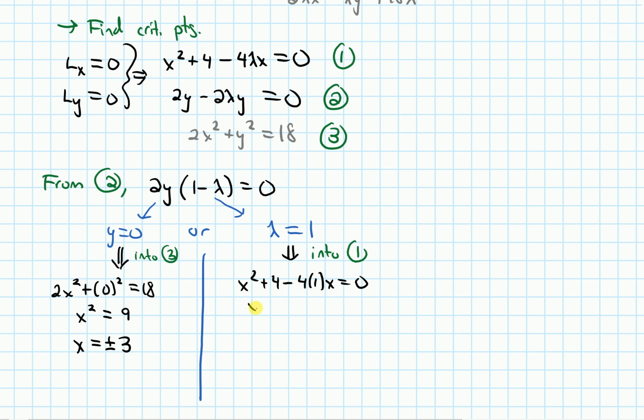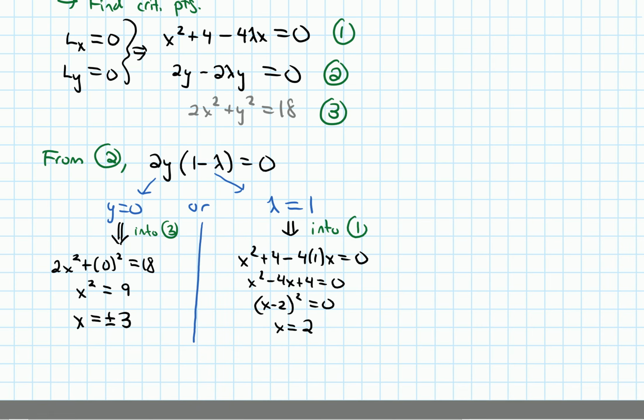So this is x squared, if I rearrange it, minus 4x plus 4 equals 0. And that factors really nicely. This is just x minus 2 squared equals 0. And from this I can see x is definitely 2. So now I know my x value, and I could plug that into equation 3 to find my y value.